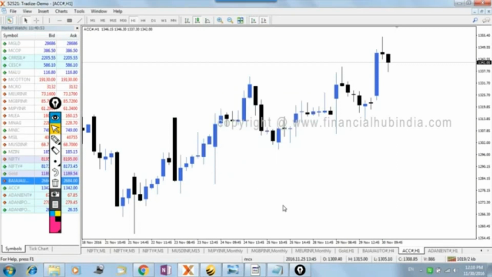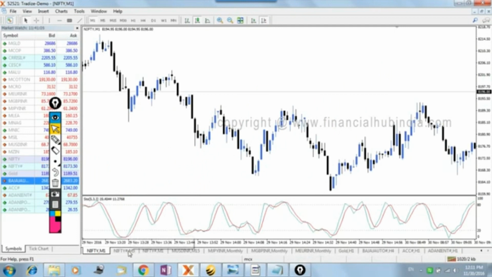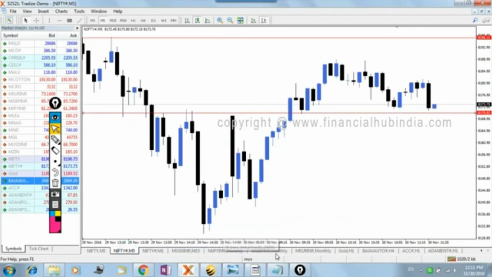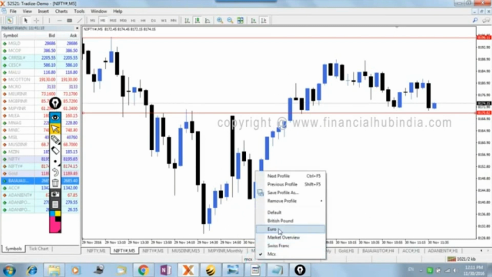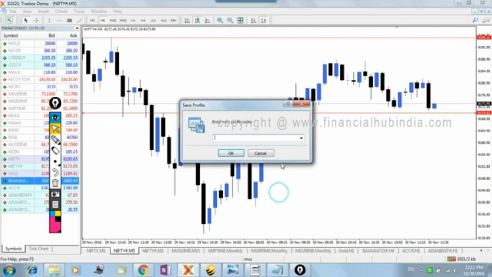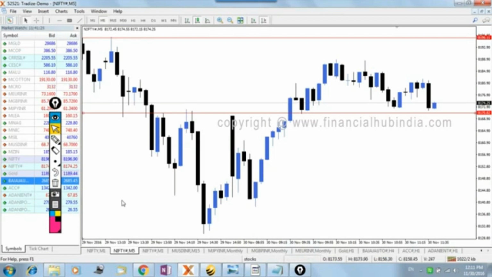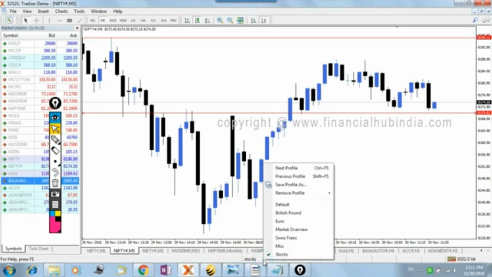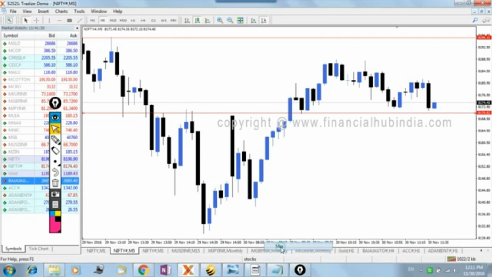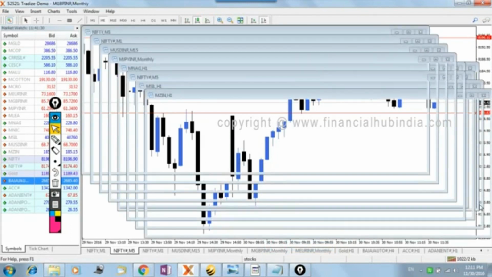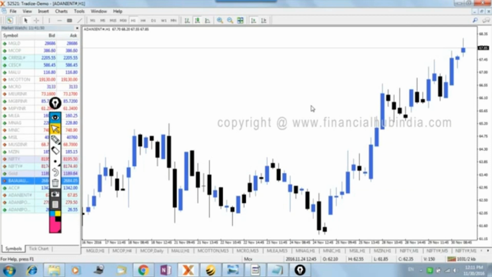Okay, now the next profile I want to create is only the stocks. So for the stocks, you first add the stocks here and open the charts, then again you click here and save profile as stocks. So now if you are in the stocks profile and you want to switch to commodities MCX, you can directly click MCX and all those MCX charts will open separately for you. So that's it. These are the important things you need to know here.